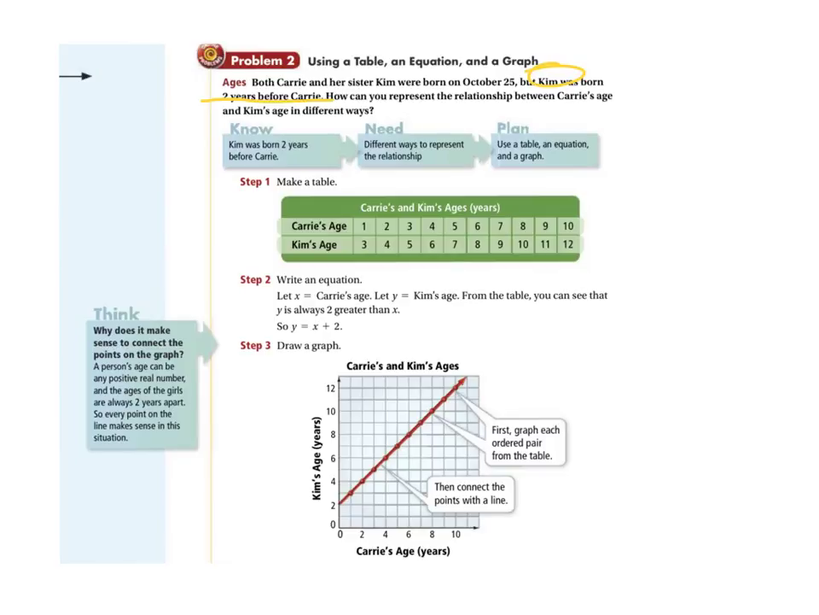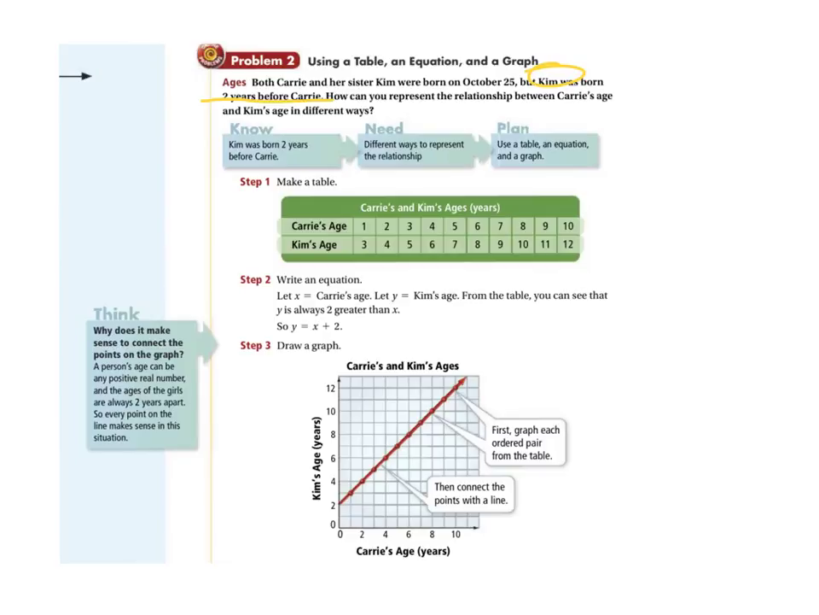When Carrie was 3, Kim was 5. 3 plus 2. You extend it all the way out here, right? Every time it's going to be whatever Carrie is plus 2. That gives you Kim's age. So here's a table. That's a pretty easy table to make, right? You could have started with 0, 2 if you wanted to. When she was born, Kim was 2. And you keep going, right? If I put down 55, you'd say 57.